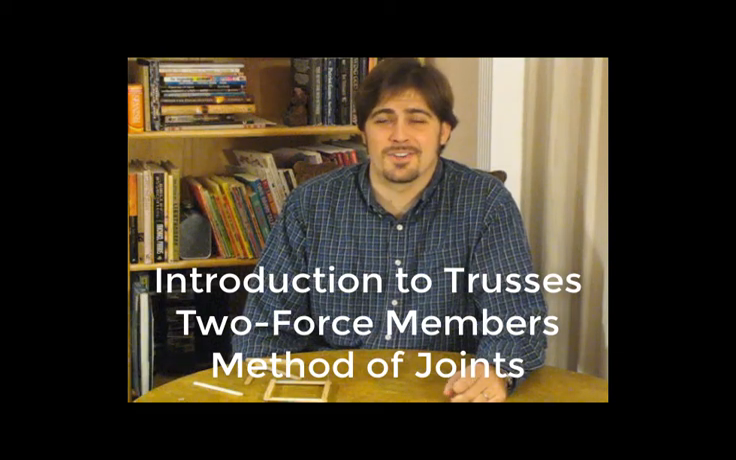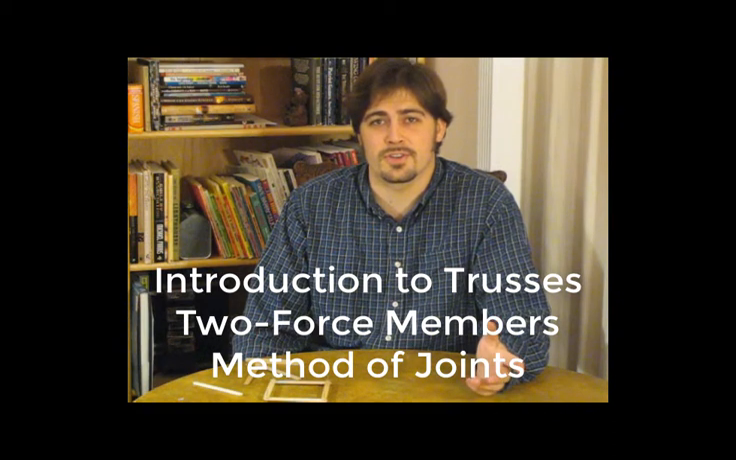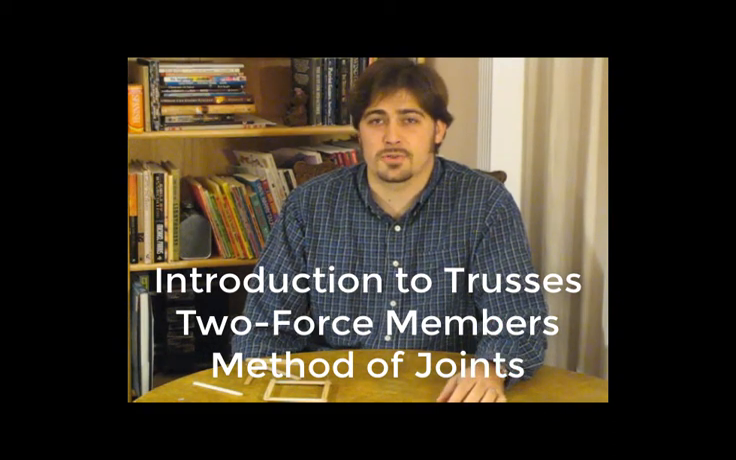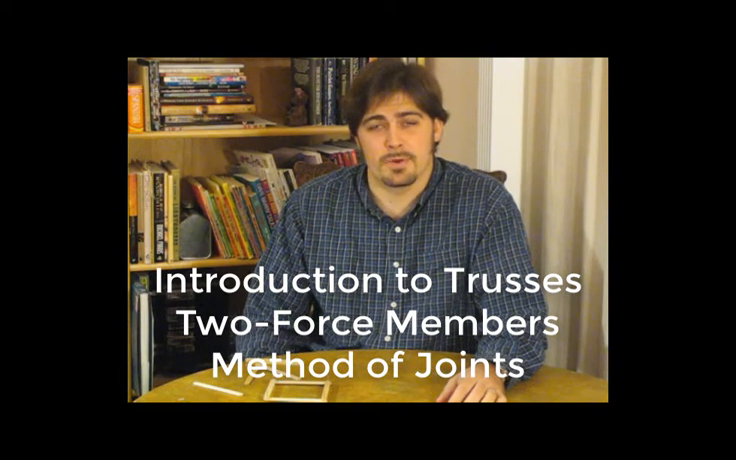Hi, today we're going to start talking about structures, and in particular we're going to start looking at a structure called a truss. A truss is a structure that derives its strength from having its members arranged in triangles. Well, why triangles? Why does it matter that they're arranged in triangles?